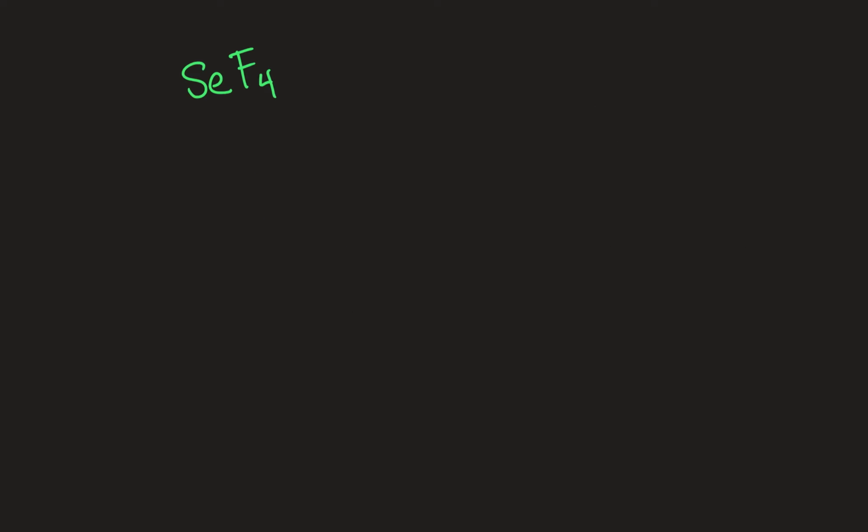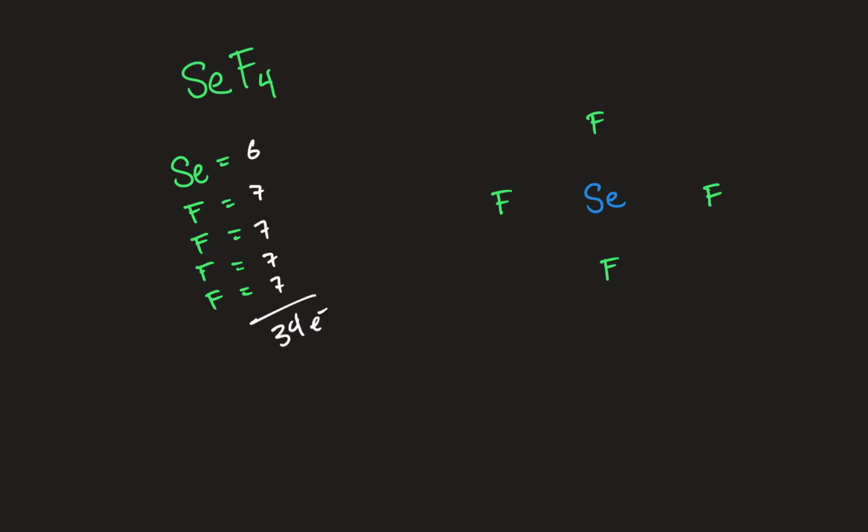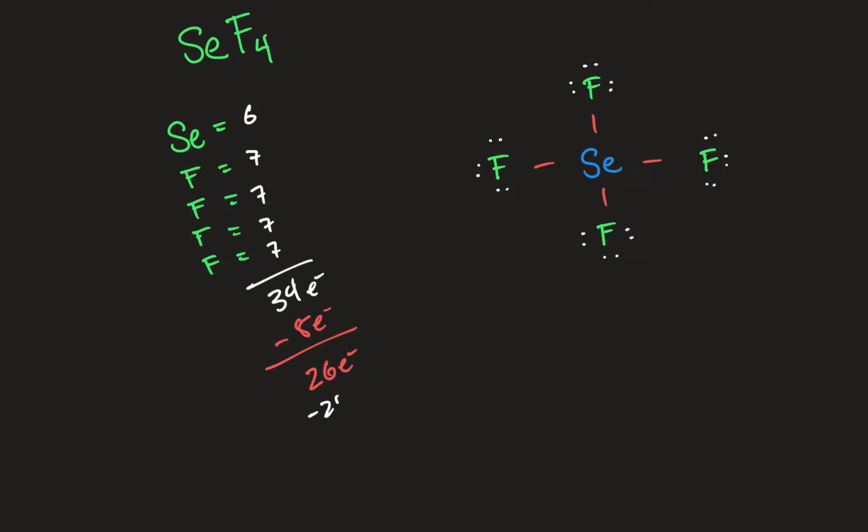Let's try this one, SeF4. Again, we start by adding up all the valence electrons for each element in the molecule. Doing so, we see that this structure has 34 electrons in its bonding structure. We then single bond the fluorines around the central selenium. And we deduct the 8 electrons we used for those single bonds from our total, leaving us with 26 electrons still to be added to this structure. We add them to the elements on the outside first to fill their octet, and in doing so, we use up 24 electrons, leaving us with 2 electrons remaining.